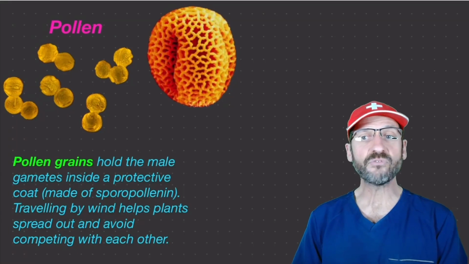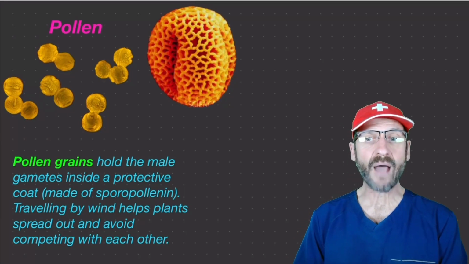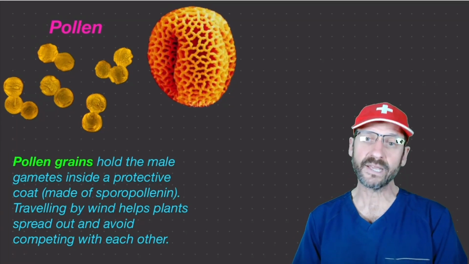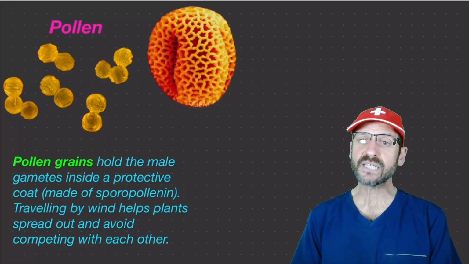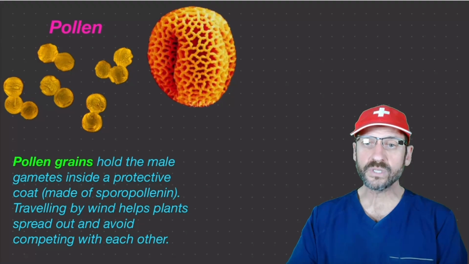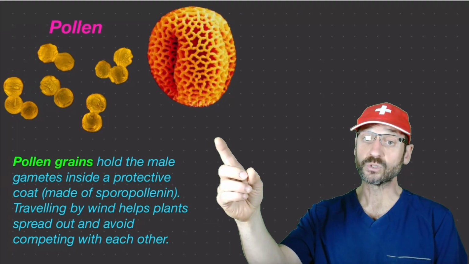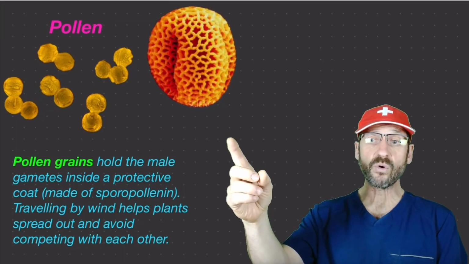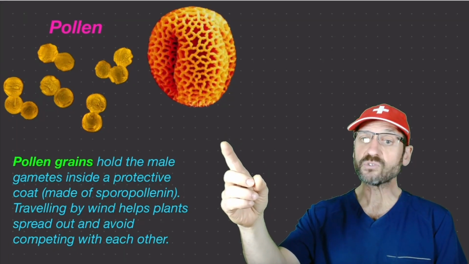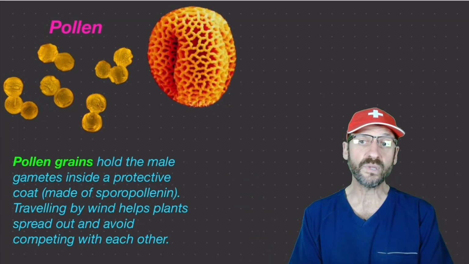Seeds and pollen freed plants from needing water for reproduction, allowing them to spread into dry areas. Pollen grains hold the male gametes inside a protective coat. You can see some of them over here. Especially the protective coat looks great. We saw this material before, the sporopollenin. Pollen can travel by wind, helping plants spread out and avoid competing with each other.